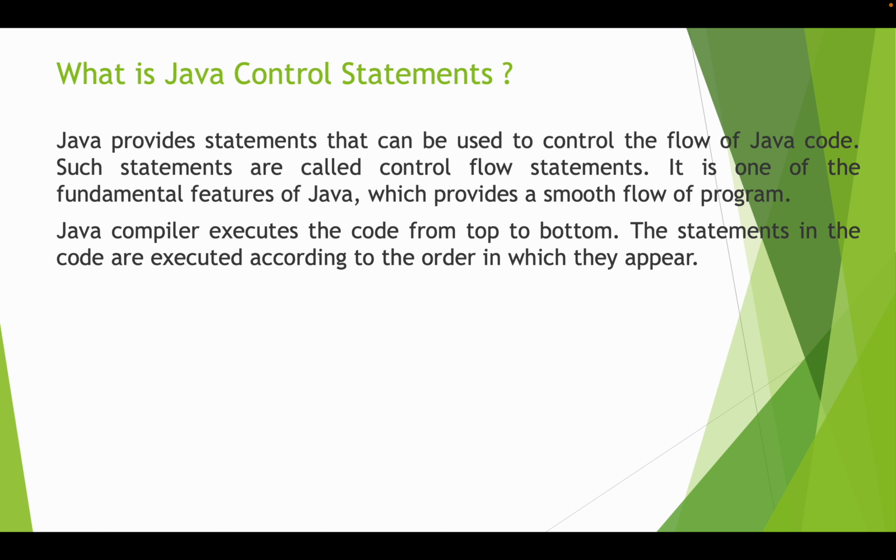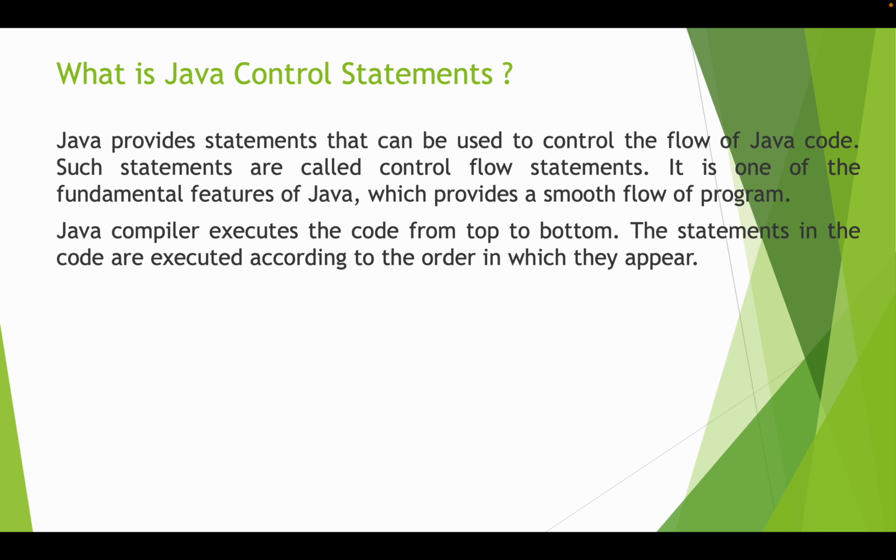So guys, Java provides statements that can be used to control the flow of Java code, and such statements are called control flow statements. It is one of the fundamental features of the Java programming language which provides smooth flow of the program. And the Java compiler executes the code from top to bottom, and the statements in the code are executed according to the order in which they appear. So in an interview it will be useful. If the interviewer asks you what are the Java control statements, then you can use this definition.